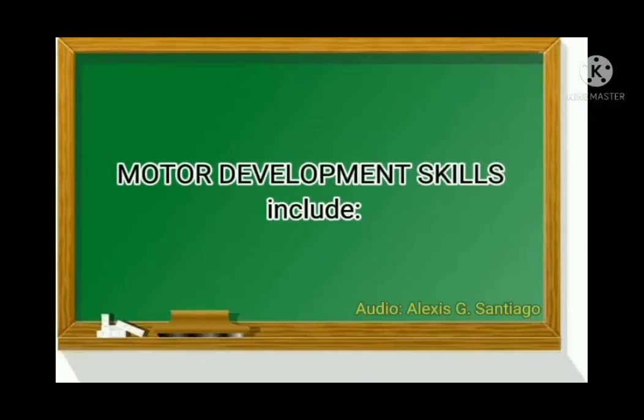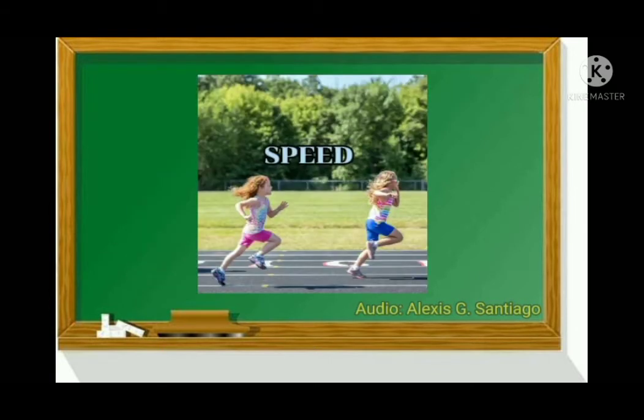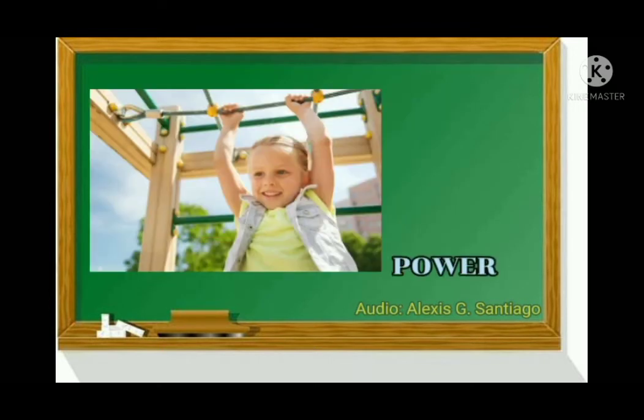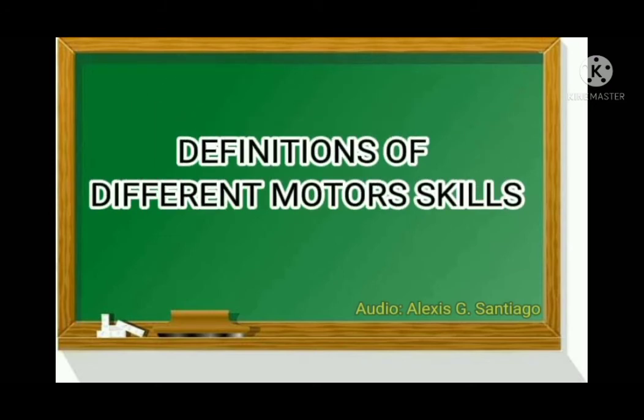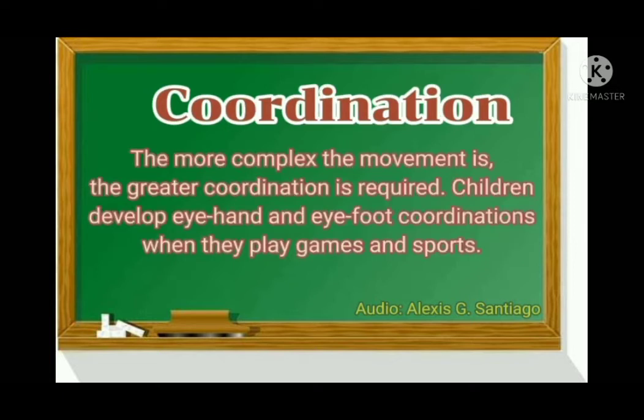Motor development skills include coordination, balance, speed, agility, and power. Let's look at the definitions of the different motor skills. Coordination. Coordination is a series of movements organized and timed to occur in a particular way to bring about a particular result (Strickland, 200). The more complex the movement is, the greater the coordination required.